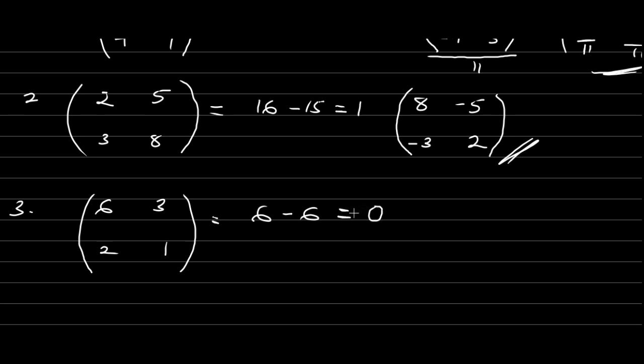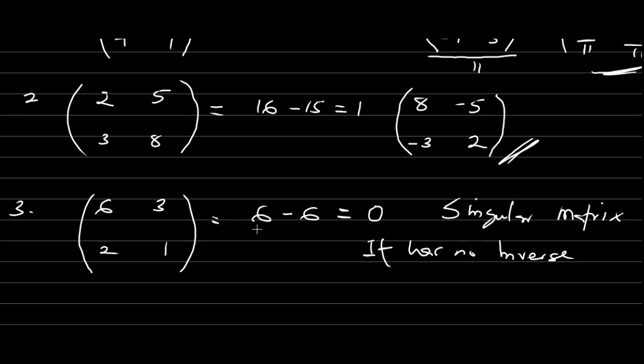Now, remember that I said any matrix whose determinant is 0 is known as what? Singular matrix. And because this is a singular matrix, it has no inverse. Singular matrix has no inverse.